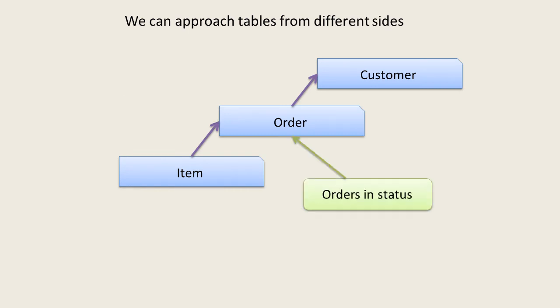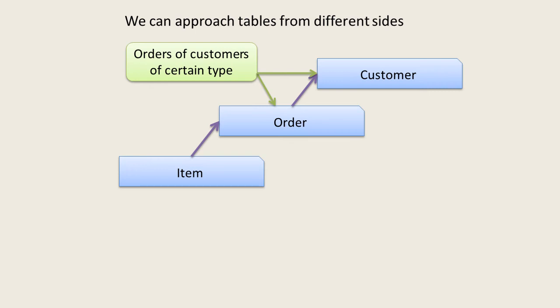Now, one more type of query is a query for orders in a certain status. For example, we just need a list of orders which are, let's say, delayed or some kind of future orders, and we don't care about anything else. So for this query, it's not important what items are in the order, and it's also not important what customer this order is for. So now you see we're approaching our tables at the middle level. We don't start either from the top or from the bottom, and instead go directly to our middle level, which is order.